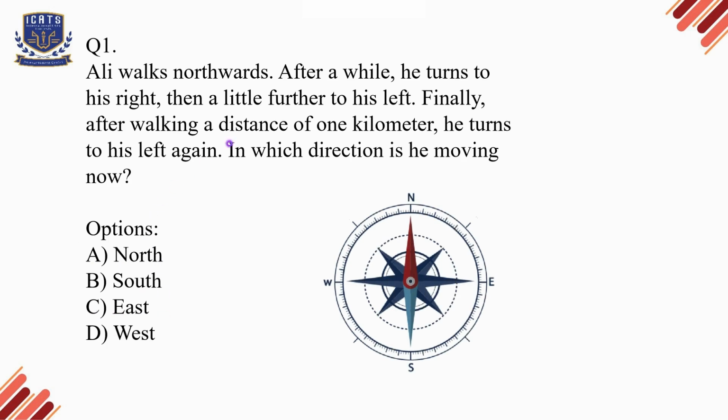As it is given in the question that Ali walks northwards, it means he is going straight. After a while, he turns to his right side, so we can make a line towards the right side. Then a little further, he will turn to his left, so it means he is going to move towards the north. Finally, after walking a distance of 1 kilometer, he turns to his left. From here, the left will be towards the west side. So we will select option D. We can say that Ali is moving in the west direction.